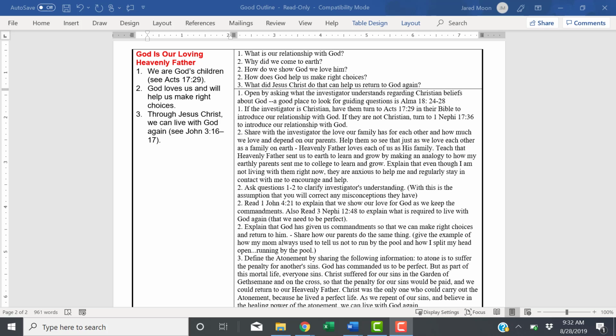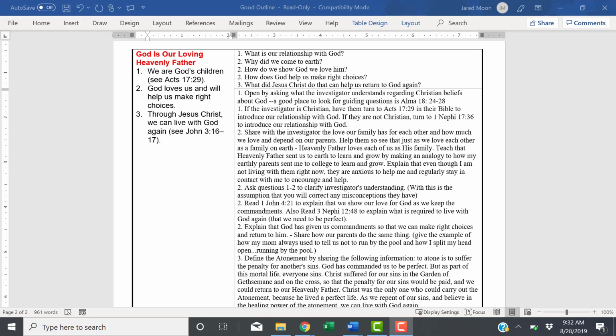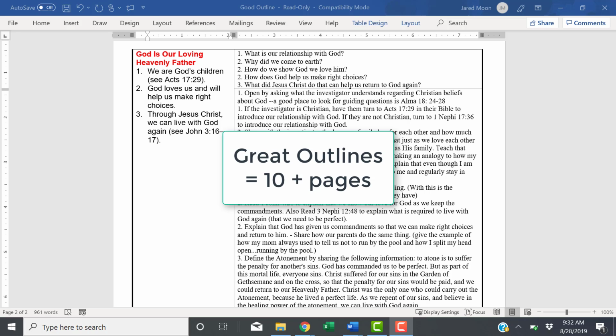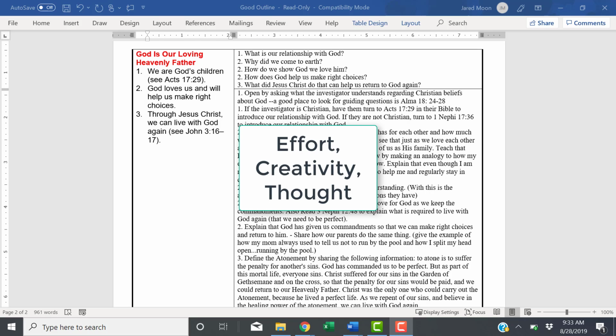So you can reference things like scriptures or conference talks, but don't quote that material in your method. We want your words, not someone else's words. Usually, solid outlines are at least 7 pages, but great outlines are often closer to 10 pages. But please don't mistake that for thinking that the key is to be wordy. We don't look for a word count, but because we do look for effort, creativity, and thought, you probably need more than just 1 or 2 short sentences for most effective methods.